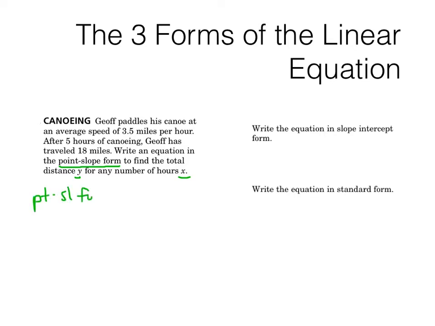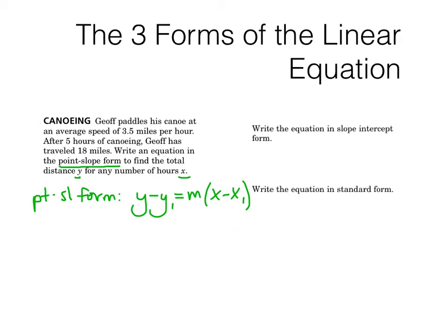Point-slope form is y minus y1 equals m times the quantity x minus x1. So that's my point-slope form. How do I write that? Well, I have a slope because they tell me the speed at which he is traveling. That is your slope here, because every hour that passes, he will have gone 3.5 times as many miles. So for 1 hour, it'd be 3.5 times 1, and that would be your y, 3.5 miles, and so on. So for point-slope form, I need a point, x1, y1, and a slope.